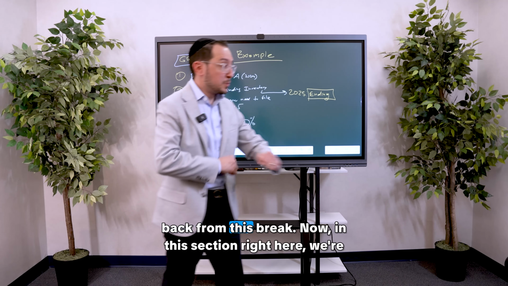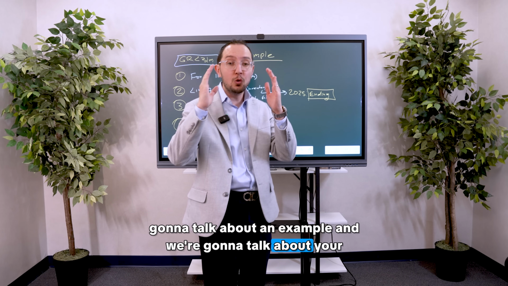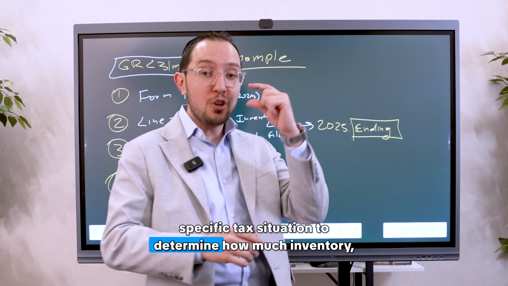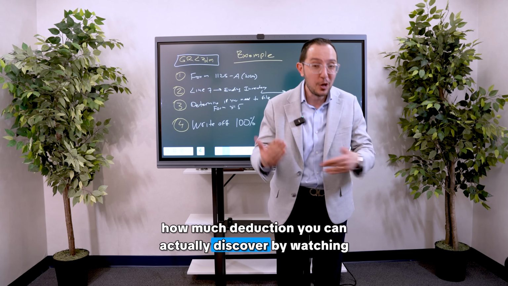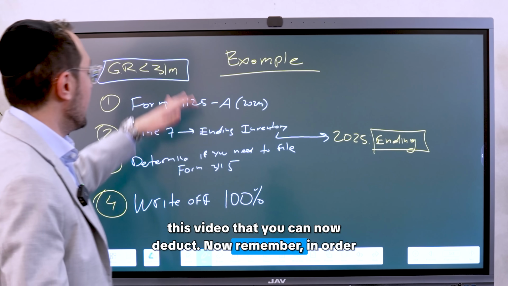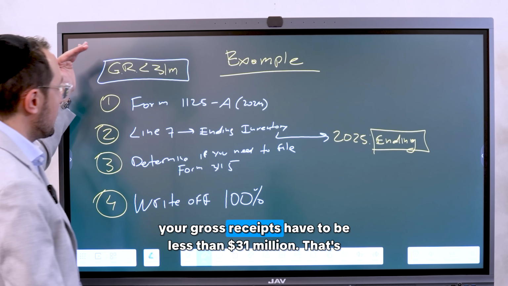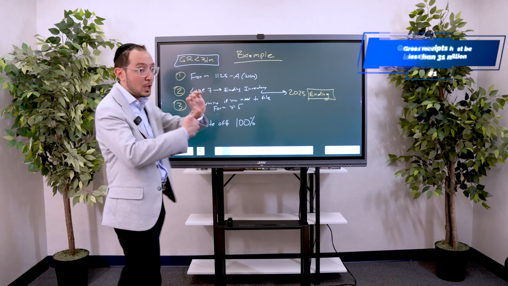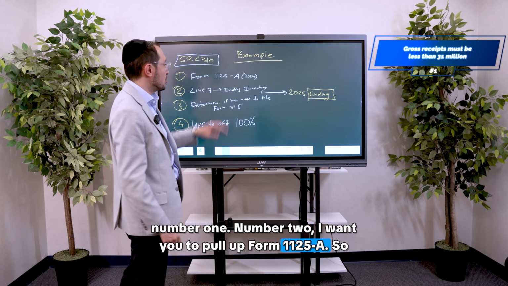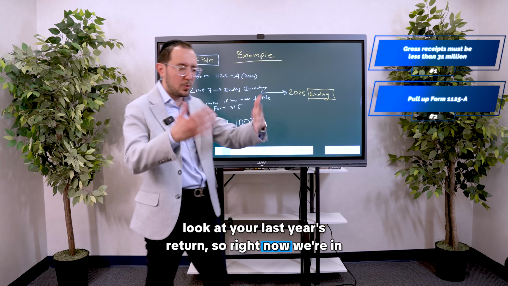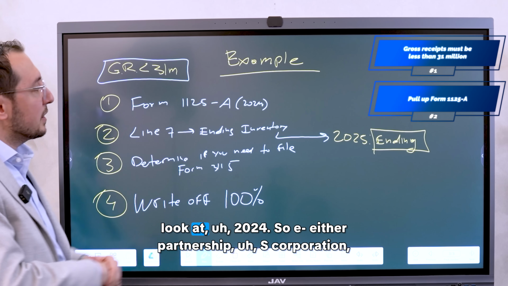All right, welcome back from this break. Now in this section right here, we're gonna talk about an example, and we're gonna talk about your specific tax situation to determine how much inventory, how much deduction you can actually discover by watching this video that you can now deduct. Now remember, in order for this to work, for the non-AFS Section 471C to work, your gross receipts have to be less than $31 million. That's number one. Number two, I want you to pull up Form 1125A. So look at your last year's return. So right now we're in 2025. Assuming you haven't filed 2025 return yet, let's look at 2024.